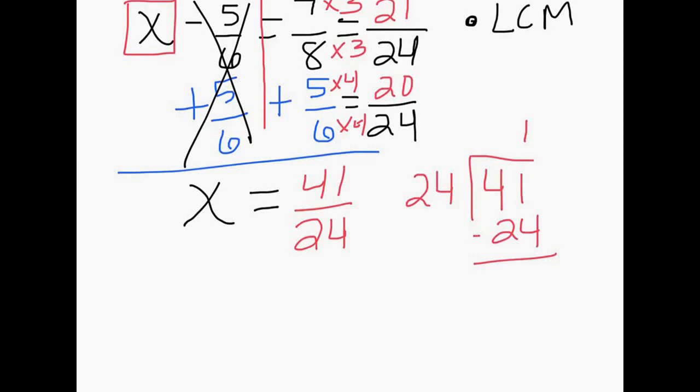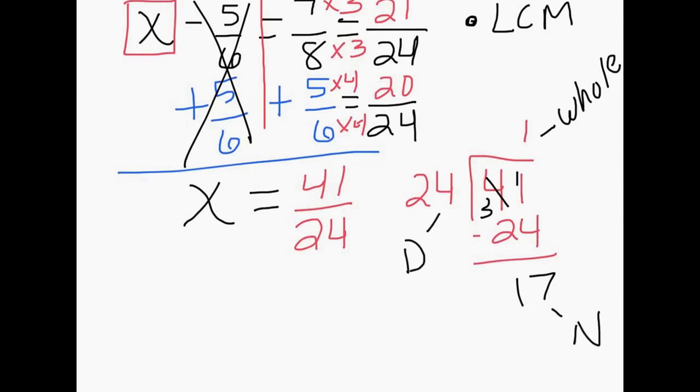When we subtract, remember you must borrow. 11 minus 4 is 7. 3 minus 2 is 1. A quick note to put in your notes, guys. Remember, that is your whole number. That is your numerator, and that is your denominator. So in this case, x will equal 1 and 17/24.